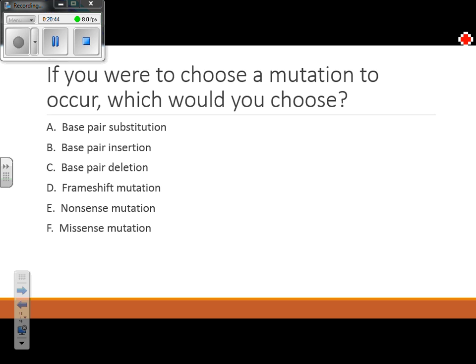If you were to choose a mutation to occur, which would you choose? In other words, which one of these mutations is less harmful? Would it be a base pair substitution, base pair insertion, base pair deletion, frame shift, a nonsense, or a missense mutation? I'll give you a second.